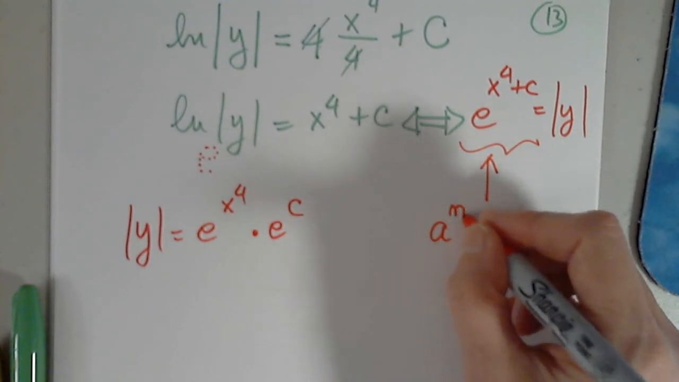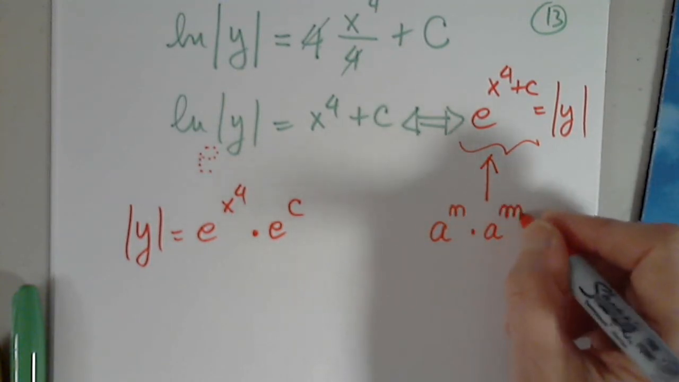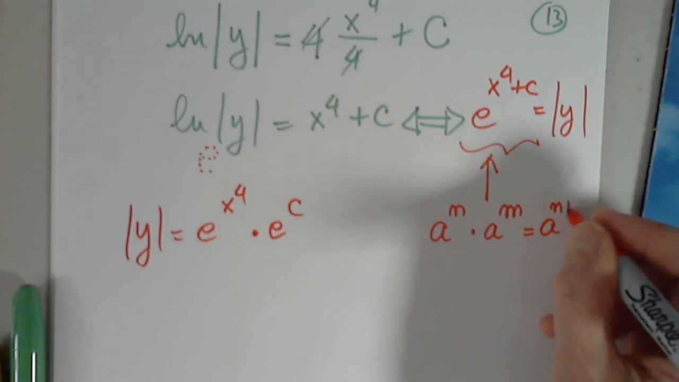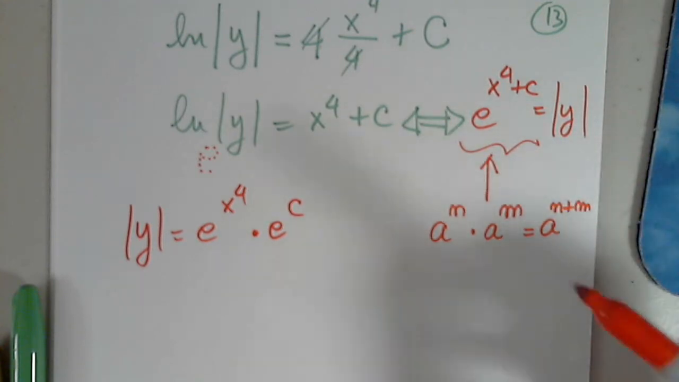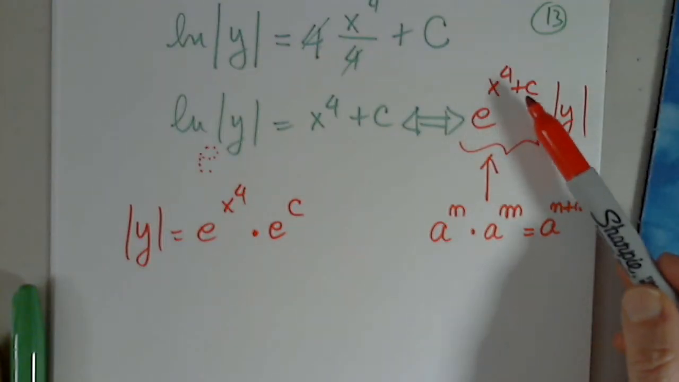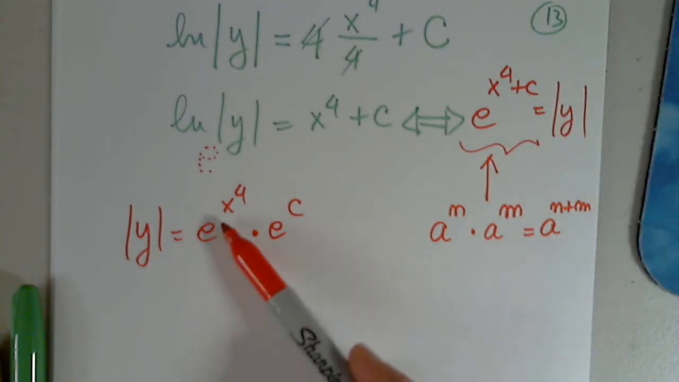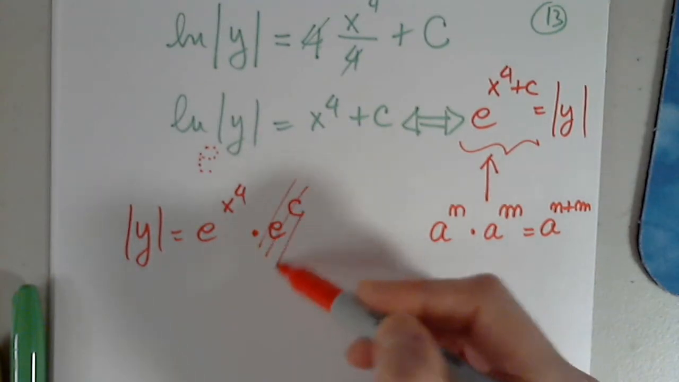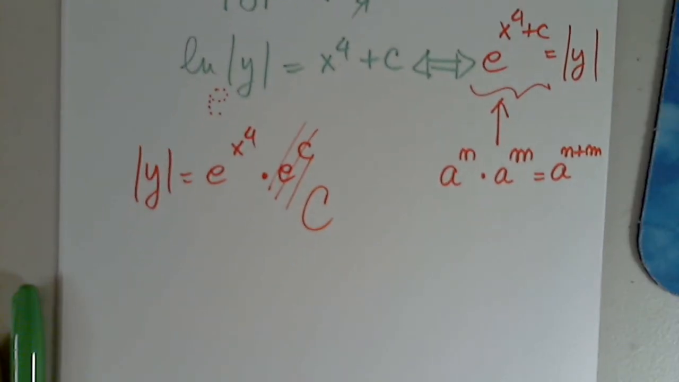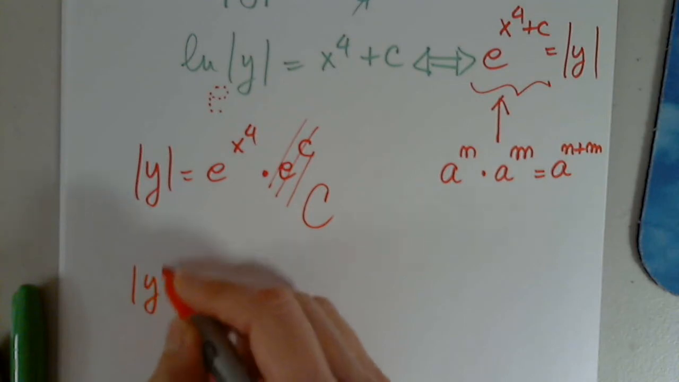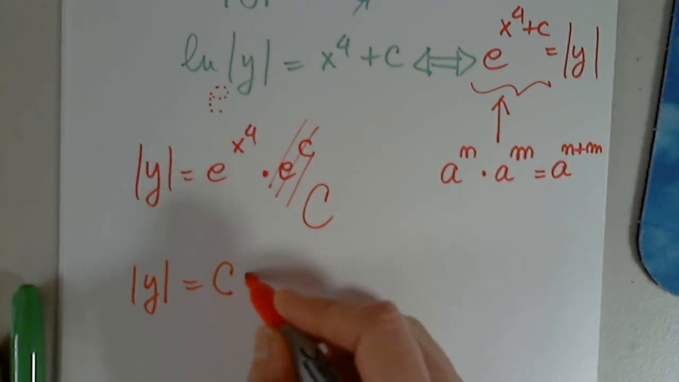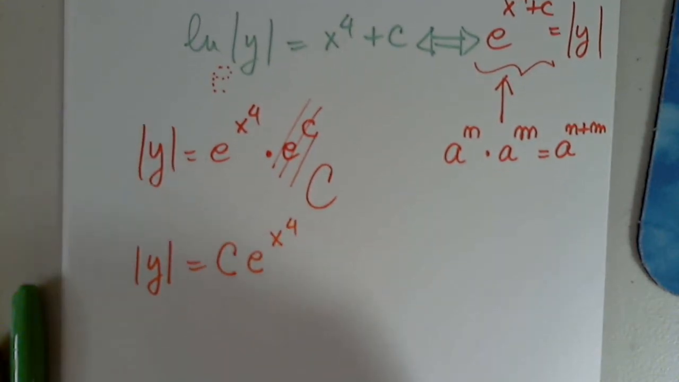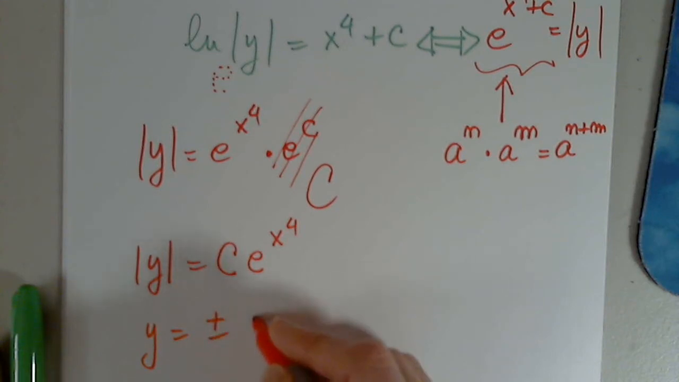Because a to the nth power times a to the mth power is a to the n plus m. So e to x to the fourth plus c can be replaced by e to x to the fourth multiplied by e to c. We're going to change this into a constant. So then the absolute value of y equals the constant times e to x to the fourth power. And we know that the absolute value can be positive, I mean the inside can be positive or negative, so we can write this.